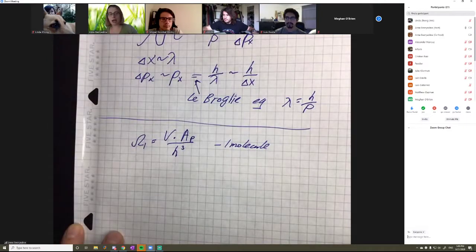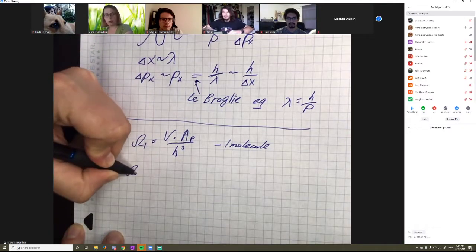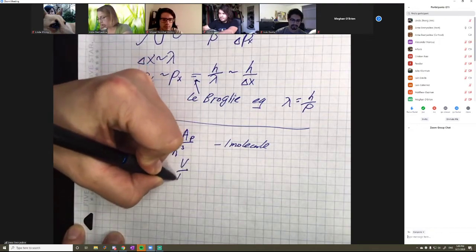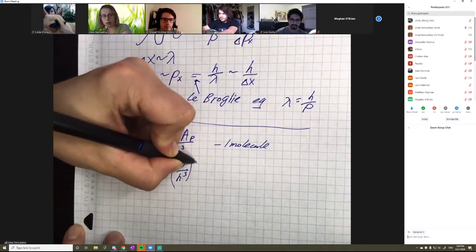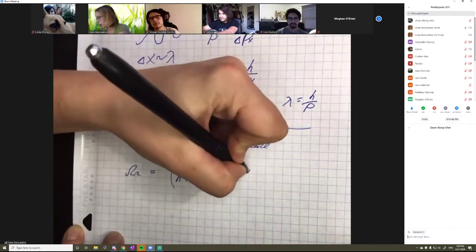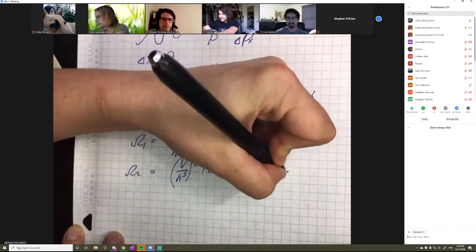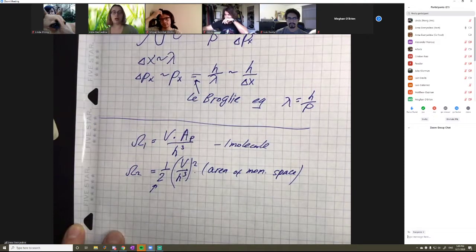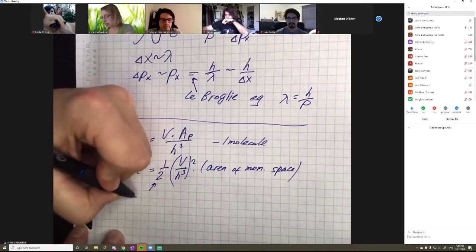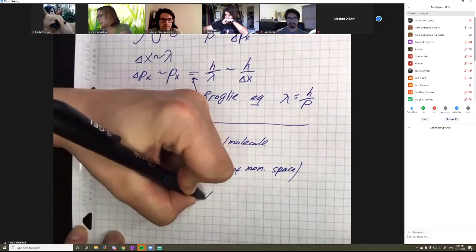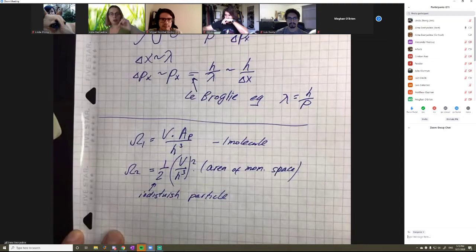Okay, and if we have two molecules, we have it as V over h cubed, squared, times the area of momentum space, and we need to multiply by 1/2. Where does that come from, guys? Because we have indistinguishable particles, and we need to take into account that we can interchange them.